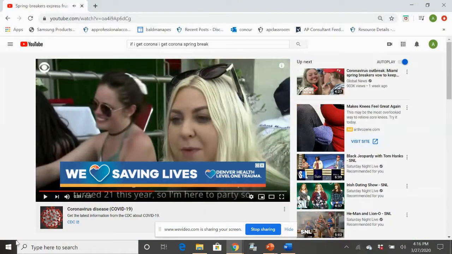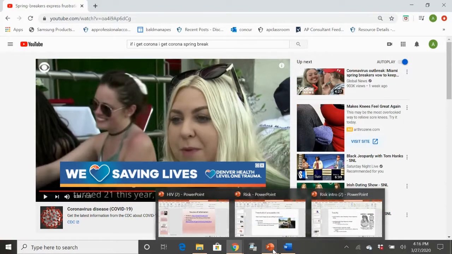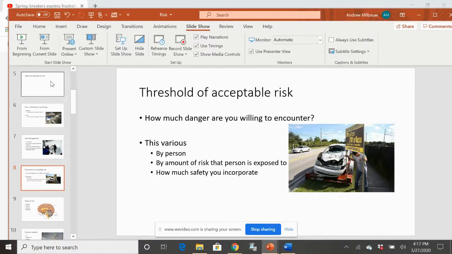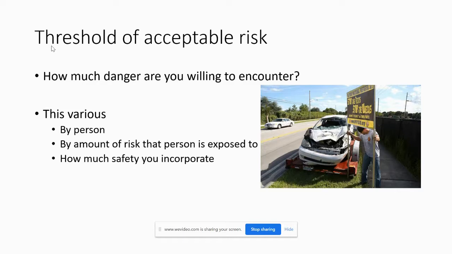So. Right there you saw examples of people with thresholds of risk. One danger with infectious disease is the risk doesn't stop with you. You're extending it to other people as well. So there's some really good books written about threshold of acceptable risk. One of the main ones is called Deep Survival by an author named Laurence Gonzales.